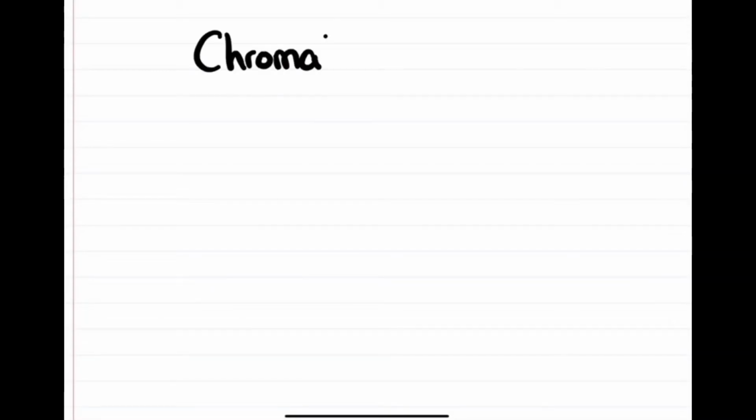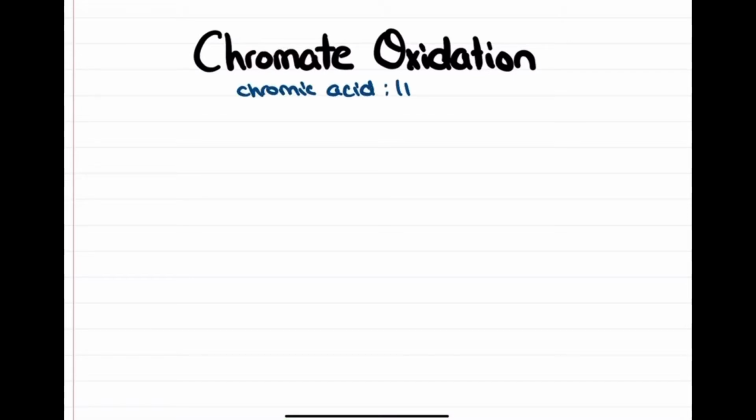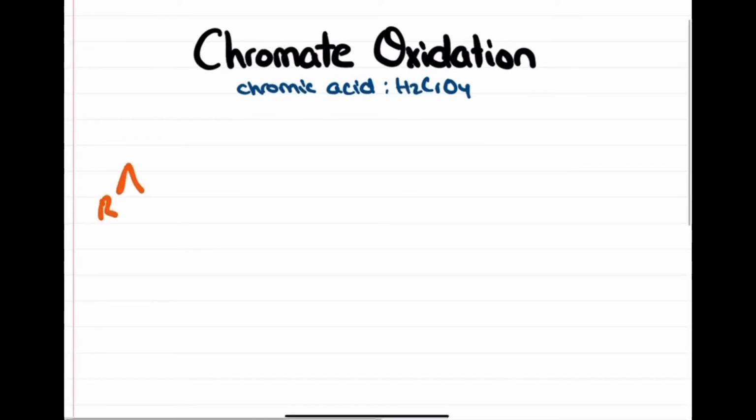So the reaction that we will be talking about is chromate oxidation. Chromate oxidation is a reaction that occurs using chromic acid as a reagent. Now, chromic acid is a strong inorganic oxidizing reagent used to oxidize many classes of organic compounds, mostly alcohols.